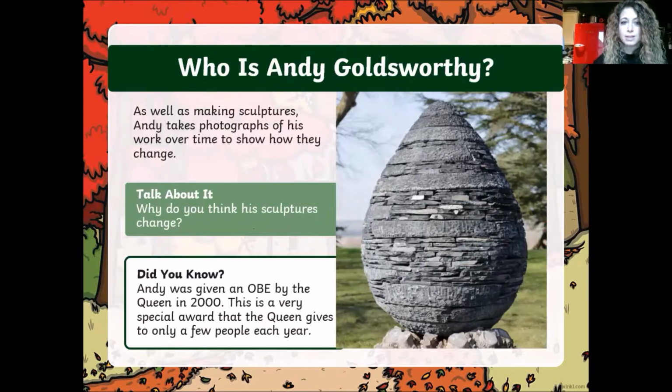That's right. The wind and the rain and the sun beating down on his artwork, if it's outside, can make bits fall off. It can make the colours change. Little things can grow up around his sculptures. So they become part of nature all over again.